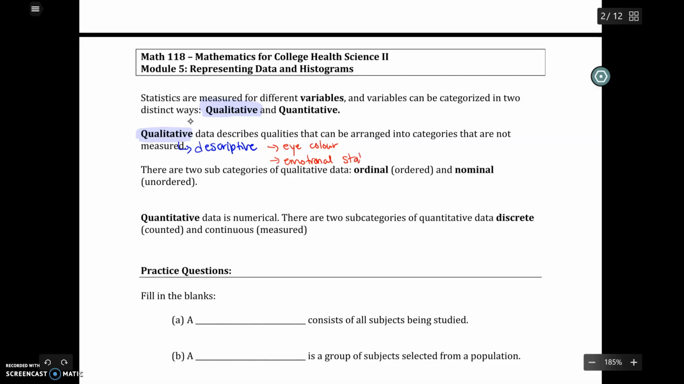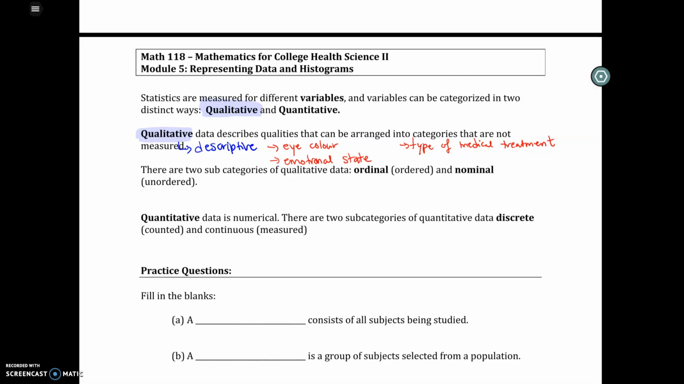Emotional state. We could be interested in the type of medical treatment somebody receives, right? All different things, and such a small subset of things that we might collect information on. Okay, now what's interesting about qualitative variables is that there are different types of qualitative variables.